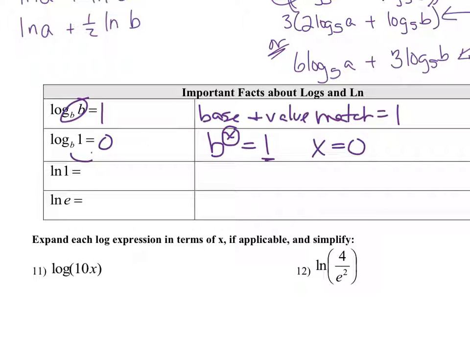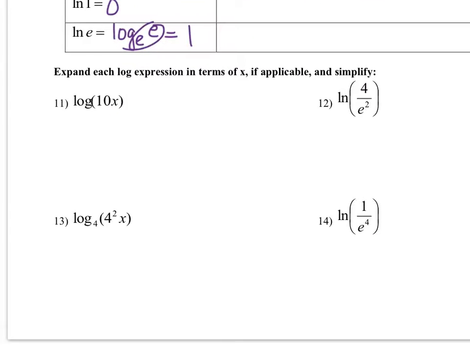Whenever you have a 1 right here, that's 0. So the ln of 1 is 0, because anytime there's a 1 there, it's 0. And the ln of e is the same as log base e of e. So these two now match, so that's 1. Anytime these two match, the answer is 1. And that's all good.